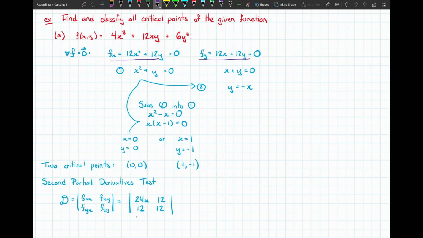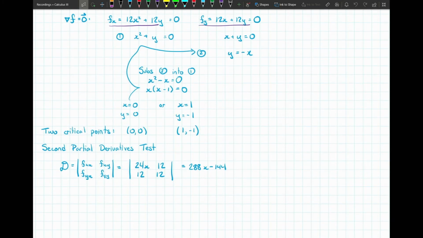Now it's a matter of calculating the determinant. The determinant of a 2 by 2 matrix is simply just the main diagonal, 24x times 12, minus the reverse diagonal, 12 times 12. This gives us the discriminant 288x minus 144. Now that we have just a general expression for the discriminant, it's easy to plug in the point (0, 0), and at that particular point, since x is equal to 0, the discriminant is simply just equal to negative 144. Since that is negative, we don't have to do anything else. That is simply case 3 of our second partial derivatives test. And in case 3, that tells us at (0, 0), we get a saddle point.